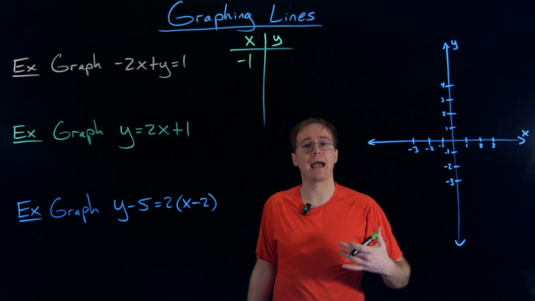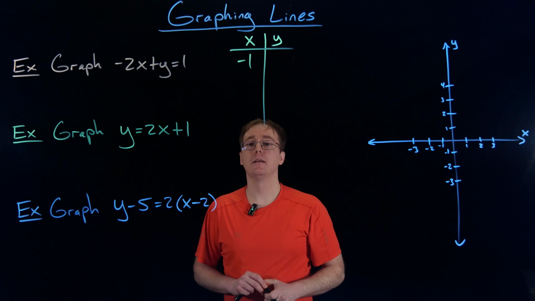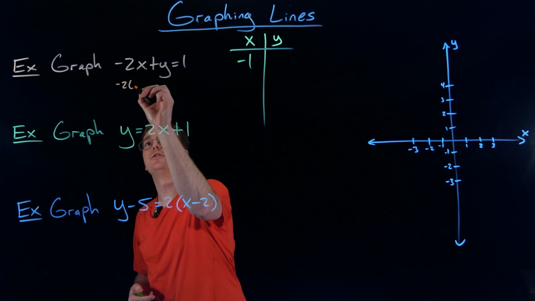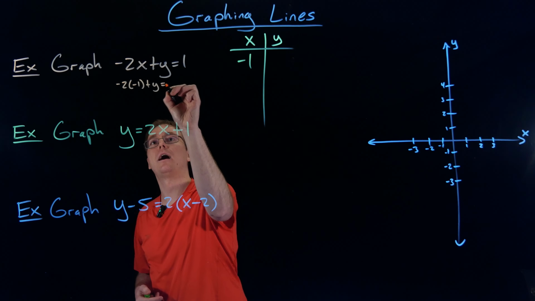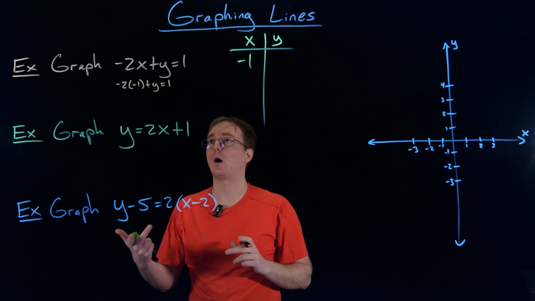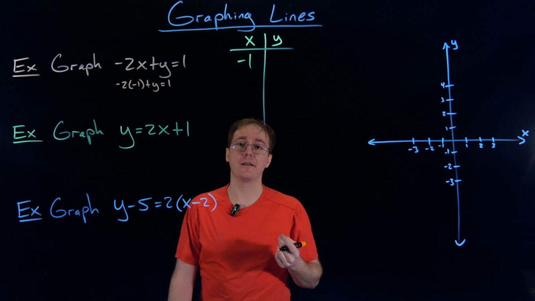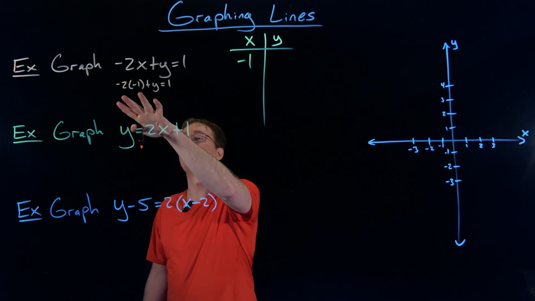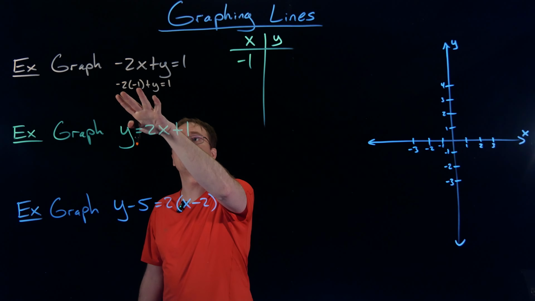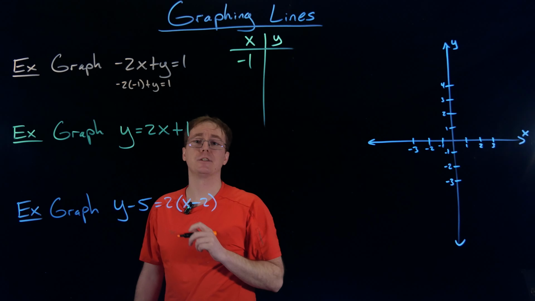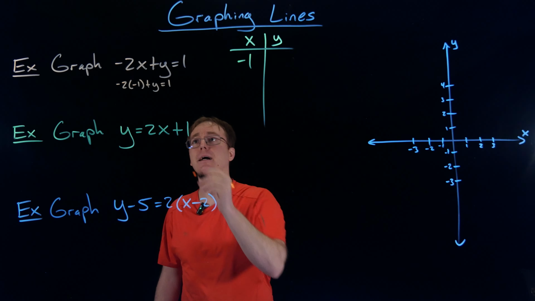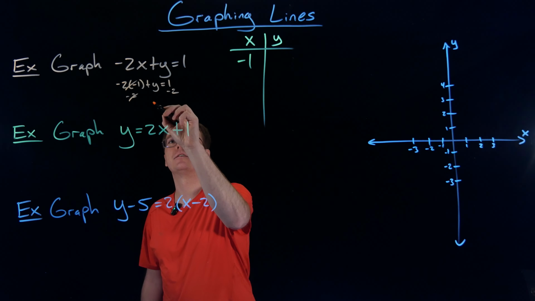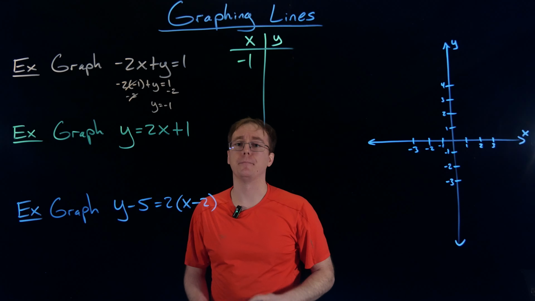So let's start by plugging an x value in, and I'm just making an arbitrary choice here. Let's plug x equals negative 1 in. If we plug x equals negative 1 into our first equation, we're going to get negative 2 times negative 1 plus y is equal to 1. Now we can solve this for y pretty quickly, and by doing so, we'll find the y value that goes along with this x value of negative 1. Well, negative 2 times negative 1 is positive 2. So we have positive 2 plus y is equal to 1. If we want to get y by itself, we're going to have to subtract 2 from each side.